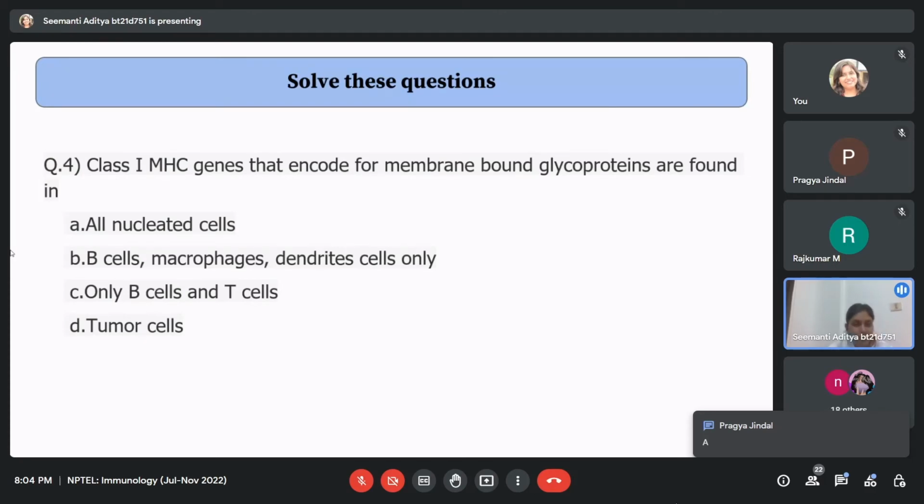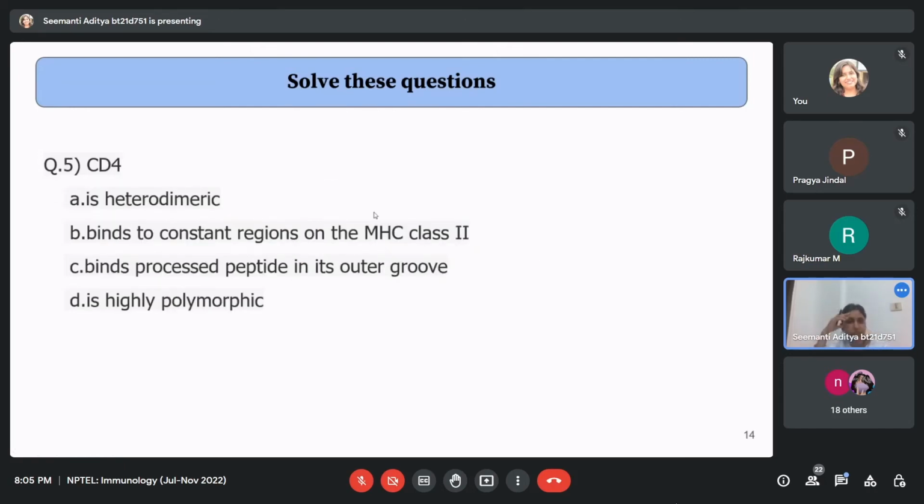Right. So the correct answer is option A. MHC class 1 is expressed by all nucleated cells, whereas MHC class 2 will be expressed by B cells, dendritic cells, macrophages only. So the correct option is option A. The last question for today.